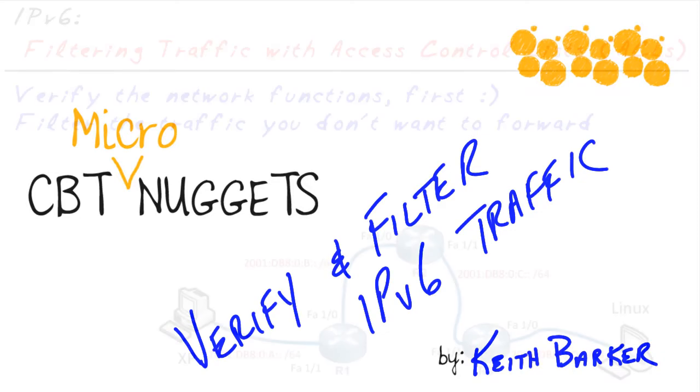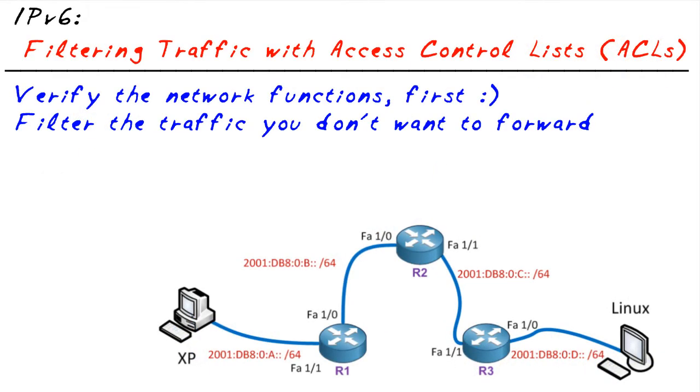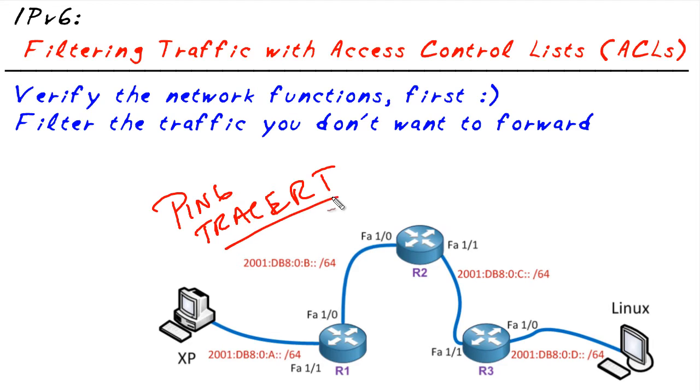Let's jump in. So on a brand new network, how do we verify basic connectivity? Well, in the old days with IP version 4, we'd use really cool tools like ping and traceroute. It was fantastic. Well, guess what? Here in the world of IPv6, we can use the same tools. We can use ping and traceroute.